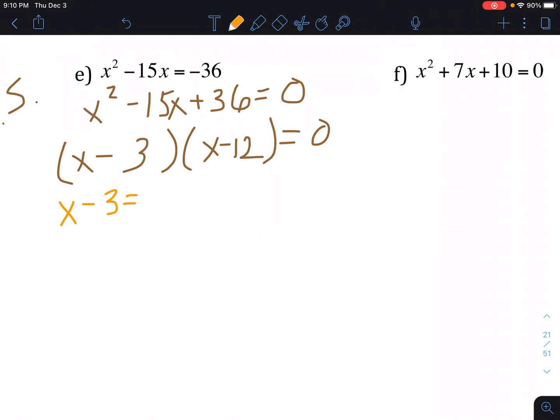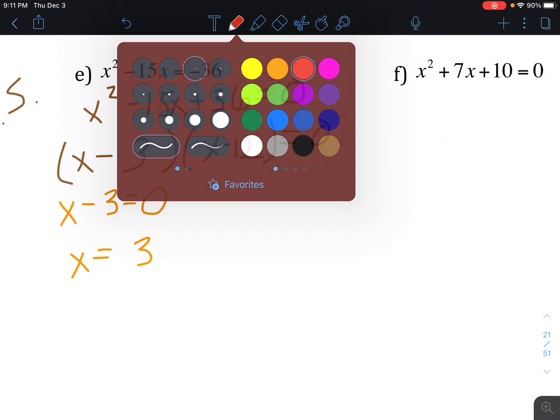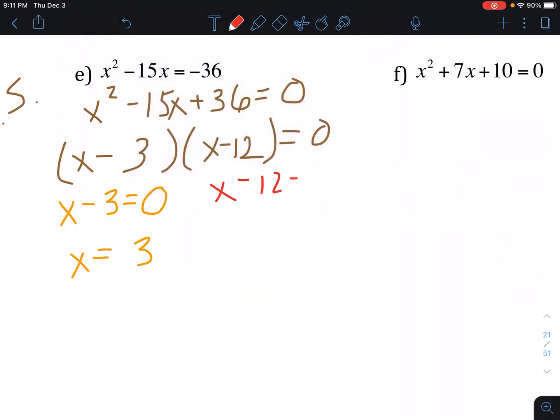So my first factor, x minus 3 equals 0. That's got to be 3. My second factor, x minus 12 equals 0. Add 12 and you got 12. 3 and 12.